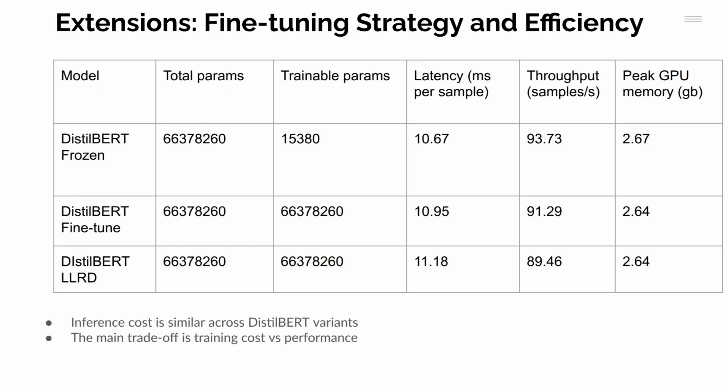For efficiency, we also compare the DistilBERT variants using trainable parameters, latency, throughput, and peak GPU memory. The interesting result is that inference cost is very similar across the 3 variants, with latency only around 10.67 to 11.18 milliseconds per sample. So the main trade-off here is not inference but training cost versus accuracy.